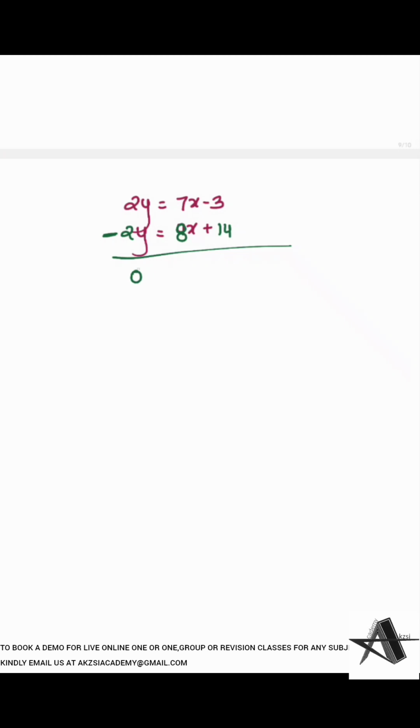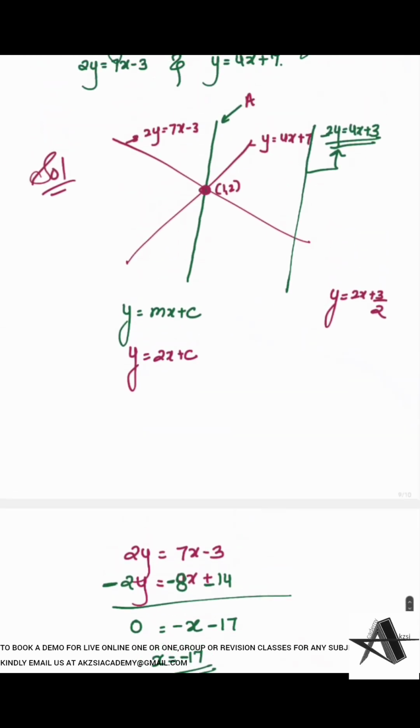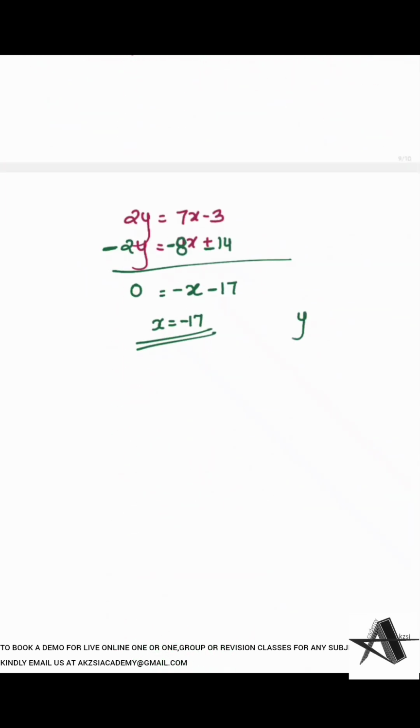This will give me 0, subtract it. This will give me minus x, subtract it. This will give me minus 17. From here, x equals negative 17. If x equals negative 17, put it in either of the equations and you will get the value. Let me say y equals 4x plus 7. If I substitute here, then y will be 4 times negative 17 plus 7, which is minus 61. So the point is negative 17 and minus 61.